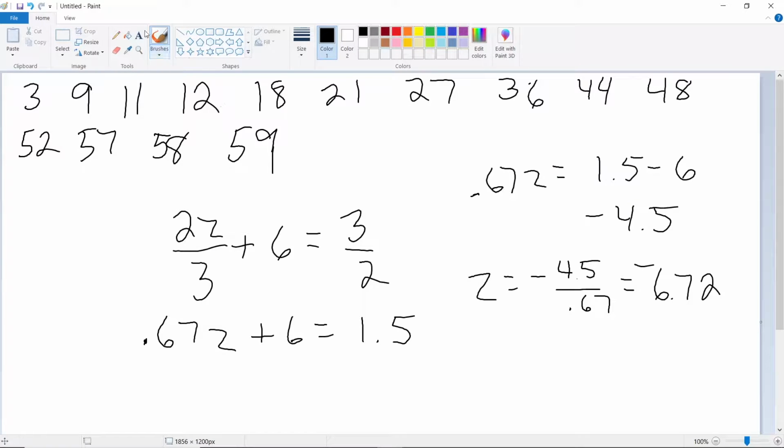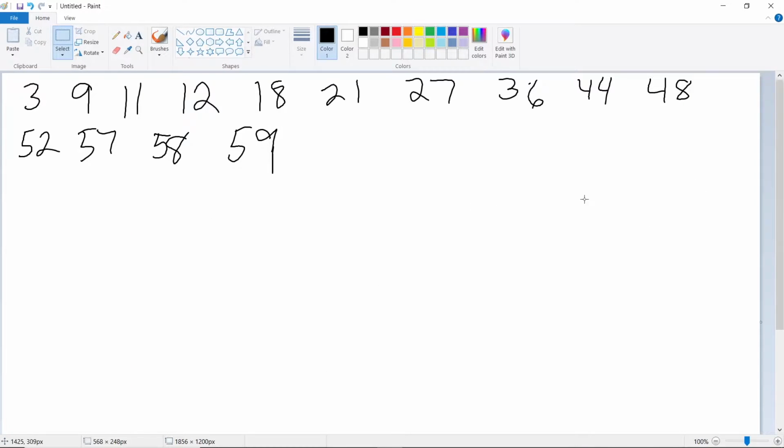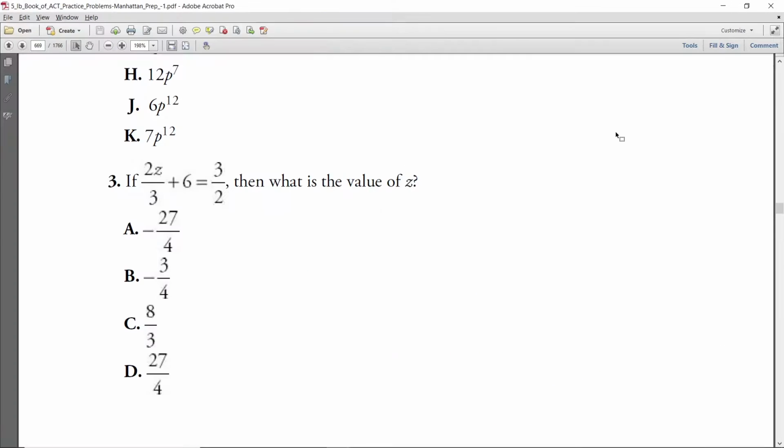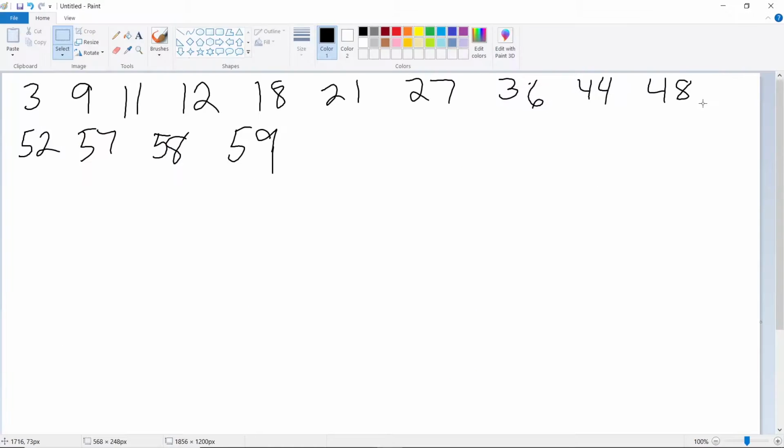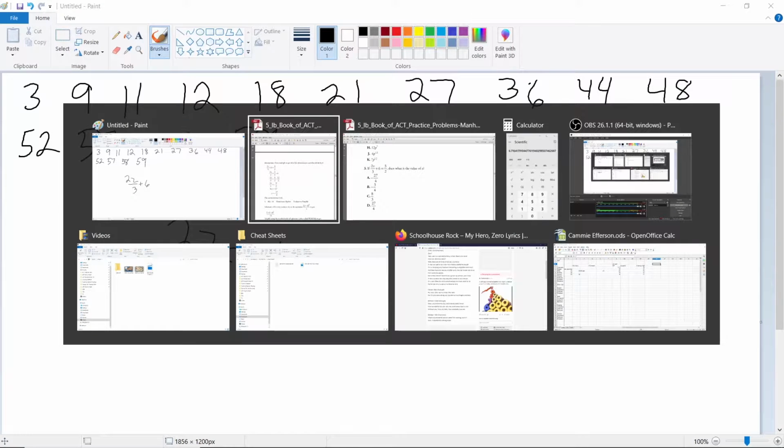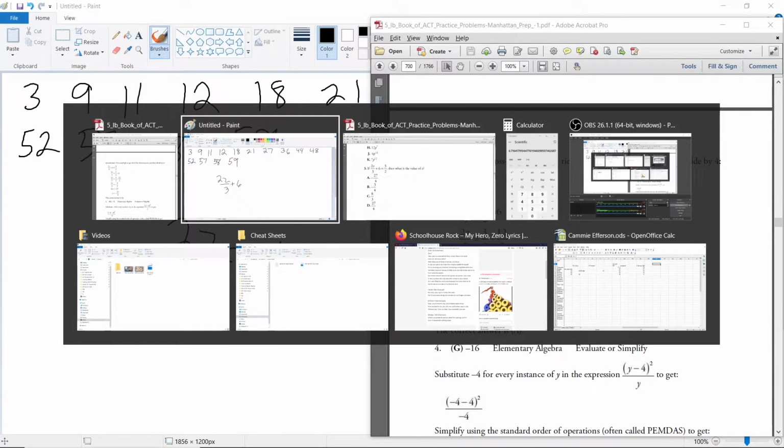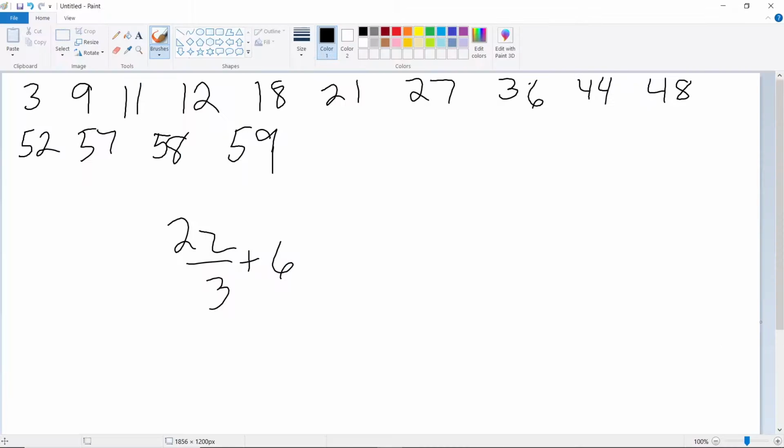All right, sometimes that's easier, to turn them into decimals. So that is A as an apple. I'll show you how to do it with fractions. 2z over 3 plus 6 equals 3 halves. The other thing you could do is plug the answers in. Plug in A, B, C, D, and see which one works. I won't go through all of that, but you could always do that.